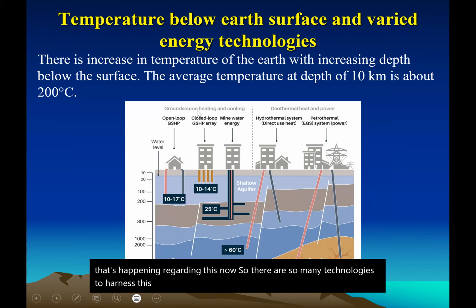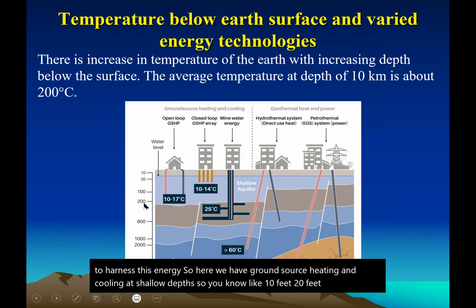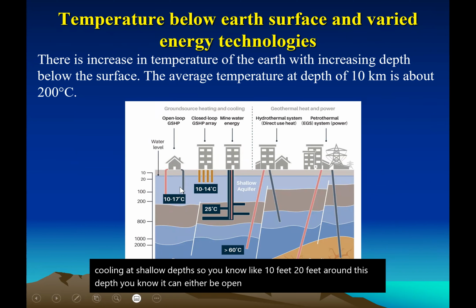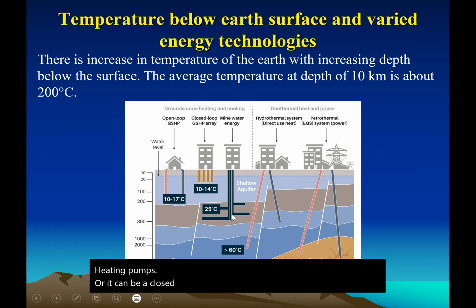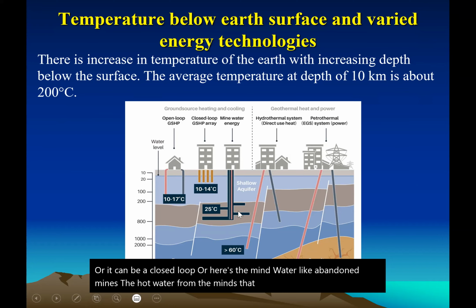So here we have ground source heating and cooling at shallow depths. Like 10 feet, 20 feet around this depth, it can either be an open loop ground heating pump, or it can be a closed loop, or like here's the mine water, where the hot water from abandoned mines can be used. So they come under heating and cooling.